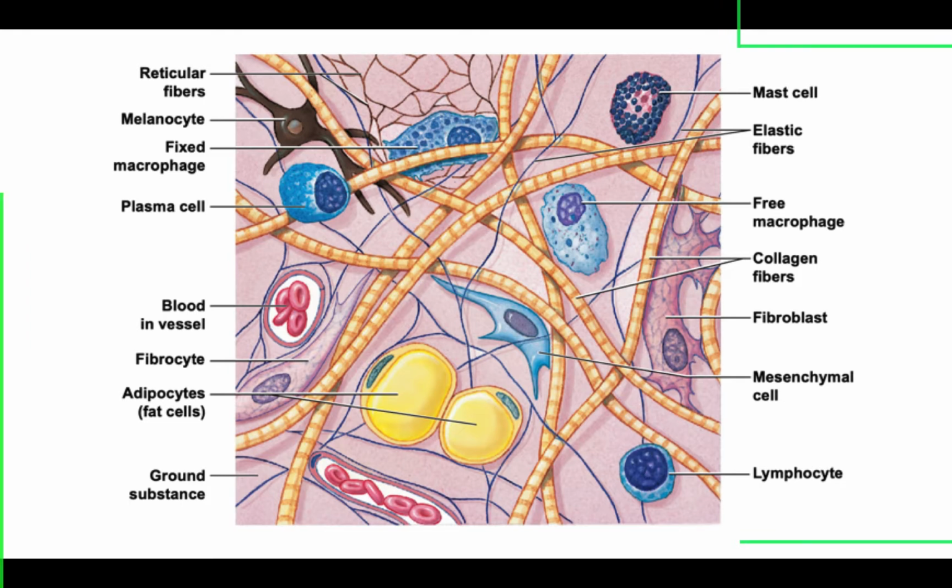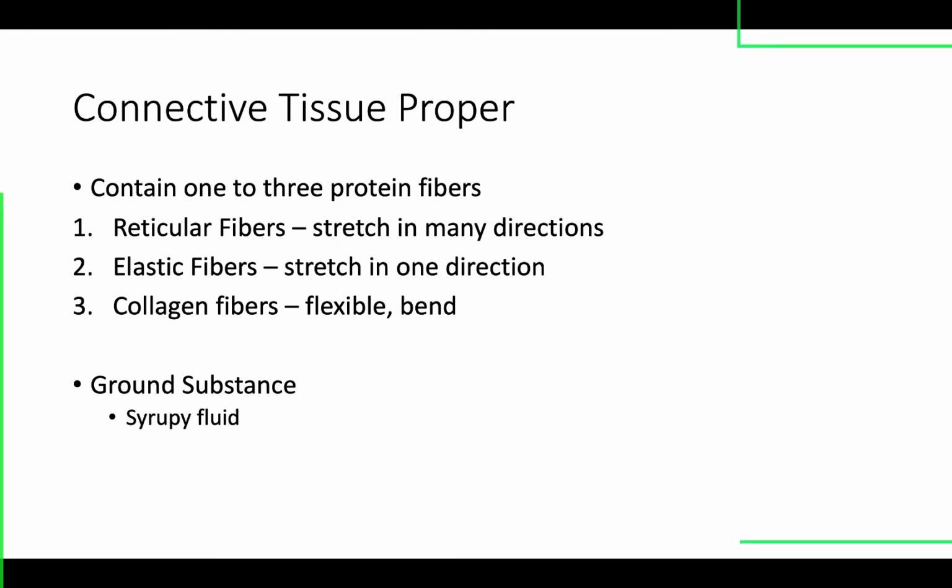Here's a macrophage, here's the melanocyte, here's another macrophage, here's the fibroblast, here's a mesenchymal cell, there's a lymphocyte, there's the adipose cells, there's a mast cell up here in the corner. So we have a whole lot of all those cells in there. And then connective tissue proper also contains all three of these protein fibers: reticular fibers, elastic fibers, and collagen fibers. So those are the different fibers, and the ground substance in connective tissue is syrupy.